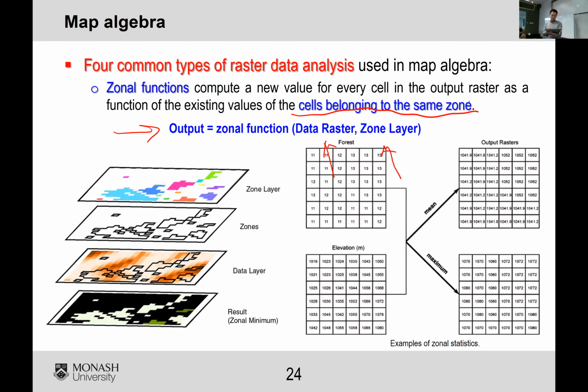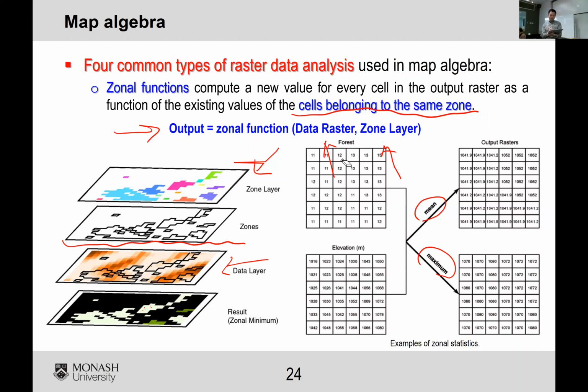So here we have the zone layer, and then we know which cell belongs to which zone, and then we overlay this zone information to the data layer. Now when we do the computation, whether it's calculating the mean or the maximum, we only care about the cells within this zone. And as a result, each zone will have the same value using the result of the computation.